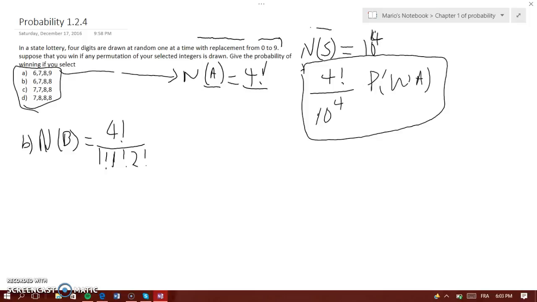Because we have 1 6, 1 7, 1 8 and 1 9 in the first one, we didn't have to divide by anything. But in B, we have 1 6, 1 7, but we have 2 8s, so we have to divide by 2 factorial, because we have 2 8s. That would equal 12 as the number for B. Now, the probability of winning for B is going to be N of B, which is 12, over N of S, which is 10 to the power of 4.